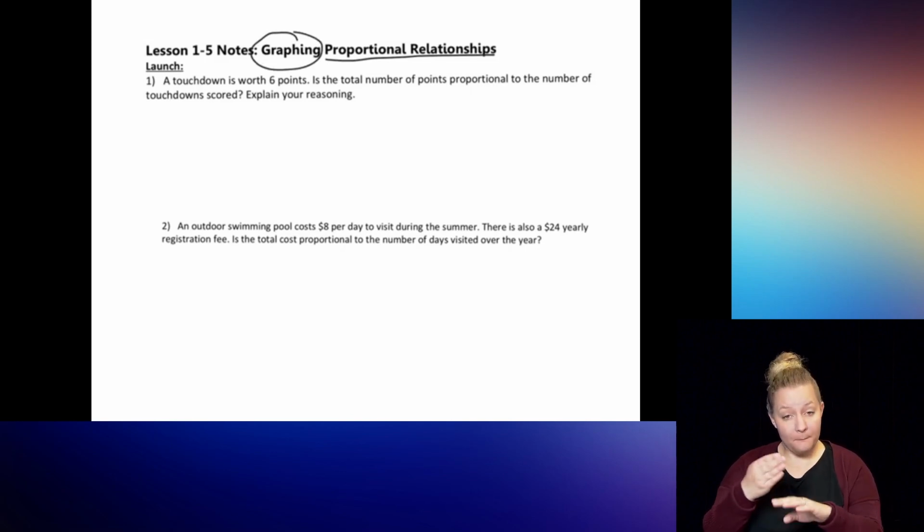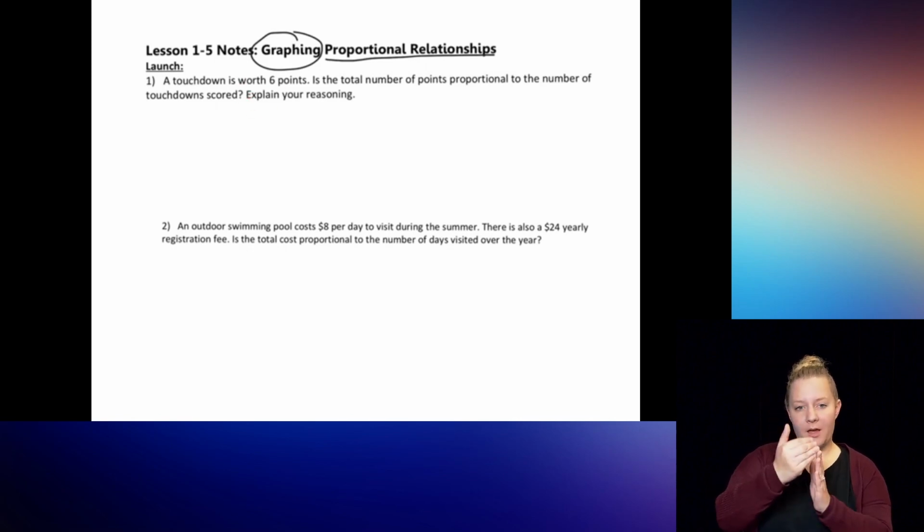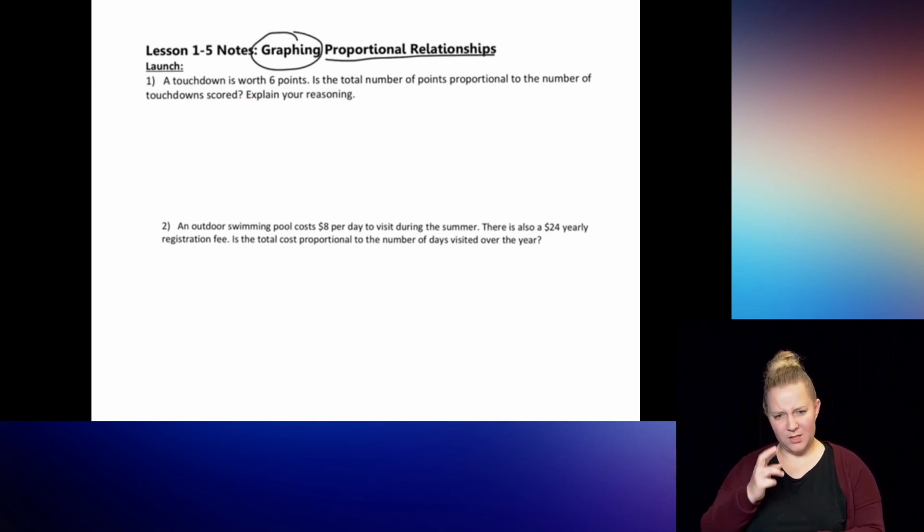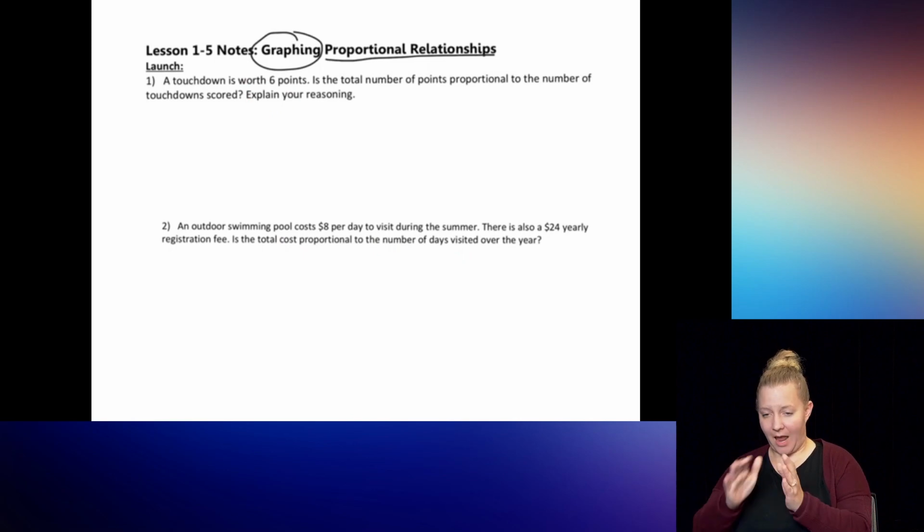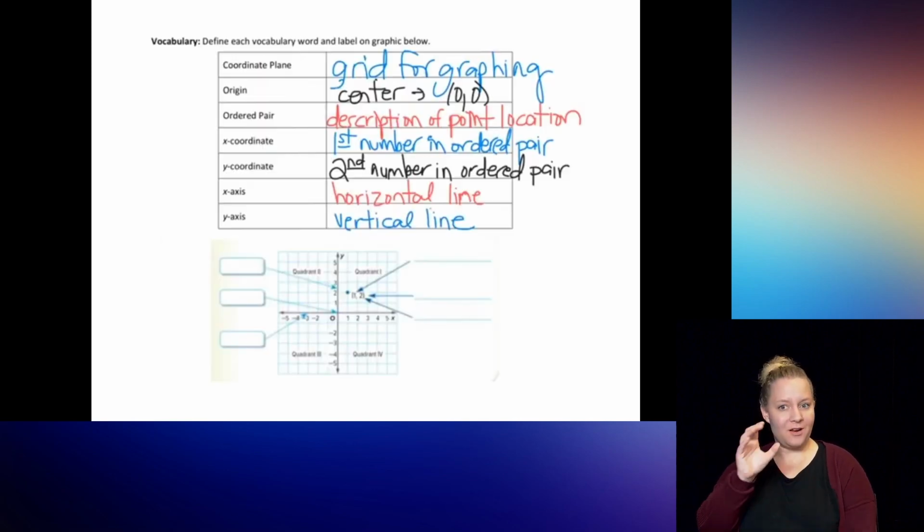Before we do that though, I would like you to look at the launch, read each scenario, and decide whether you think that would meet the requirements to show a proportional relationship or not based on what you learned in lesson 1-4. Read each one and please do explain your reasoning for both, even though this one doesn't ask for it, and then later in the lesson you'll see if your hypothesis was correct or not.